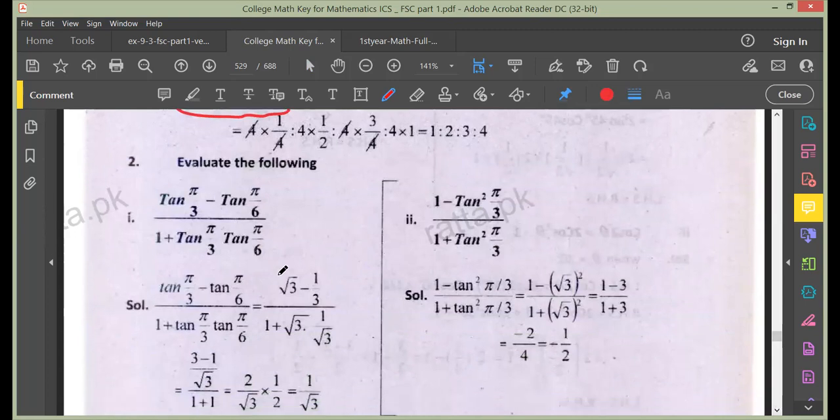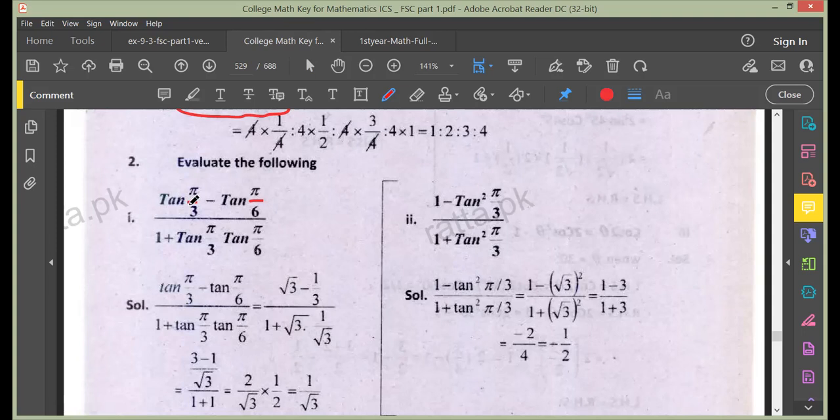Similarly, question number 2, evaluate the following. Simply we have to put the values of these trigonometric functions. Tan pi over 3 will be equal to tan 60. Similarly, tan pi over 6 will be equal to tan 30. So tan 30 is equal to square root 3 over 2.